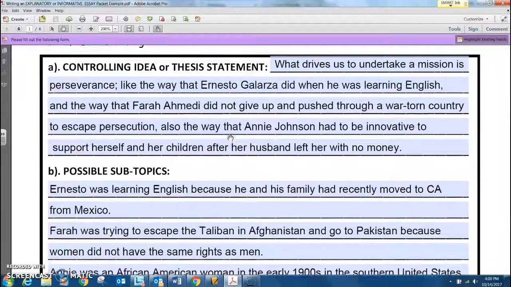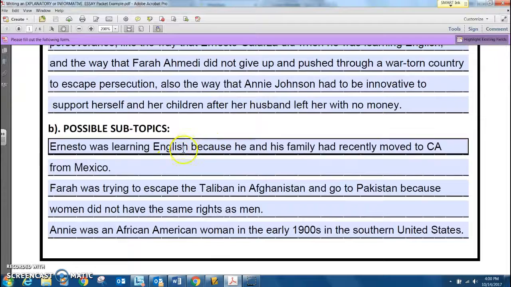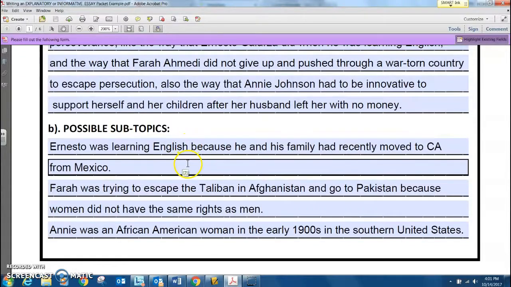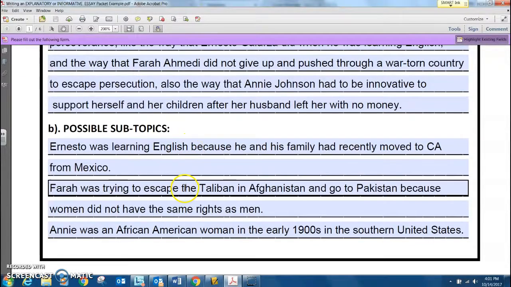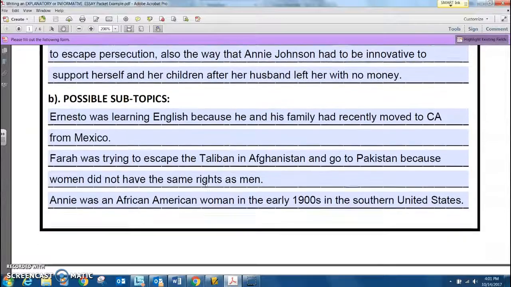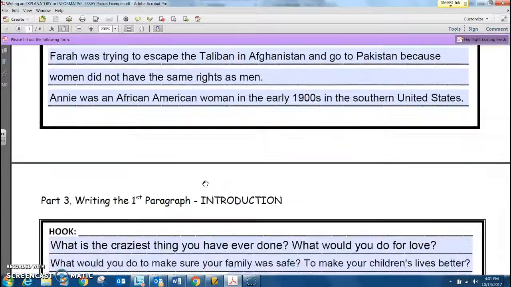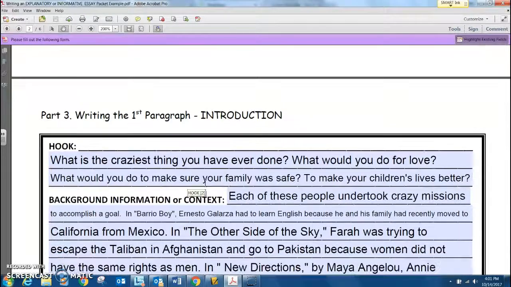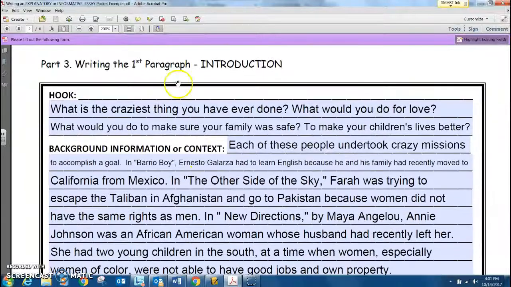So then here, under possible subtopics, we wrote a little bit more about the people that they had chosen, because they're going to need that in the introduction paragraph. And then on Thursday night, their homework was to write the introduction paragraph. And so the hook could be anything. They could use questions, one question or multiple questions. They could use a quote that talks about choices or missions or independence or perseverance or any number of things.